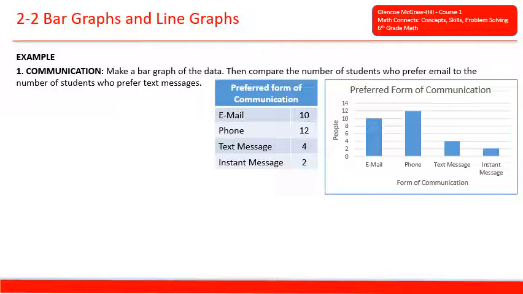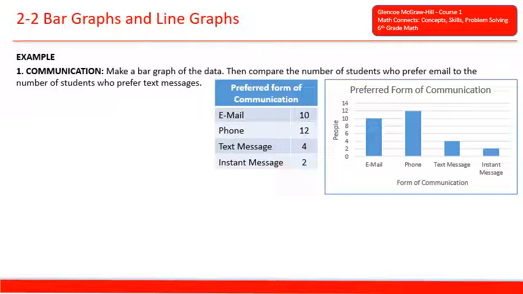So 10 students prefer email, 12 prefer phone, 4 prefer text message, and 2 prefer instant message, meaning some kind of social media on your computer. So now we look at the bar graph that's right beside it, and you'll notice that email is at 10, the phone is at 12, the text message is at 4, and the instant message is at 2. And then notice along the bottom it says form of communication.